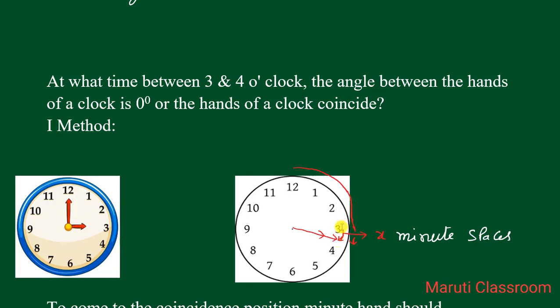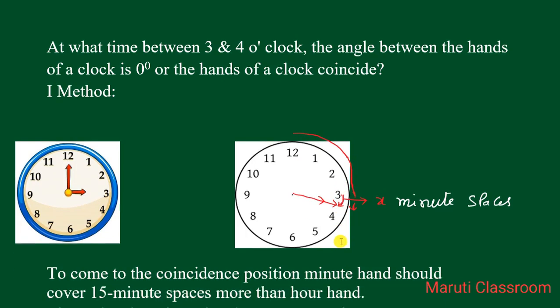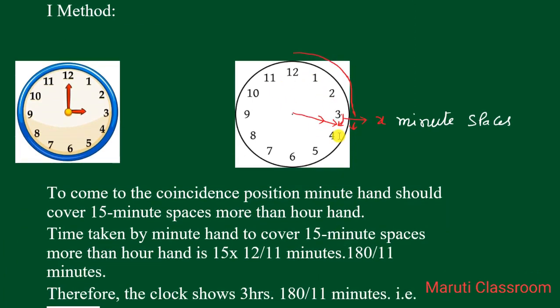The hour hand came from 3 to this position. We assumed this position has x minute spaces, so the hour hand covered x minute spaces from the 3 o'clock position. Whereas at 3 o'clock, the minute hand is at 12. To come to this position, how many minute spaces did the minute hand cover? From 12 to 3, the minute hand covered 15 minute spaces. From 3 to this position, x minute spaces. So the minute hand covered 15 plus x minute spaces.